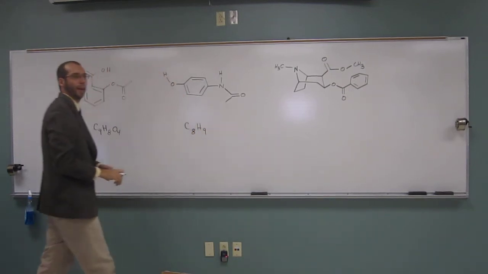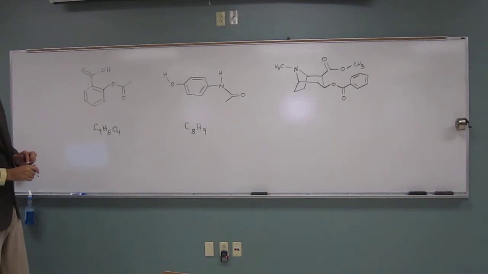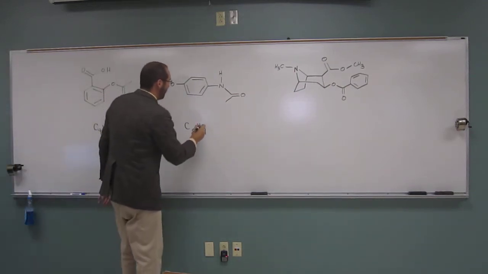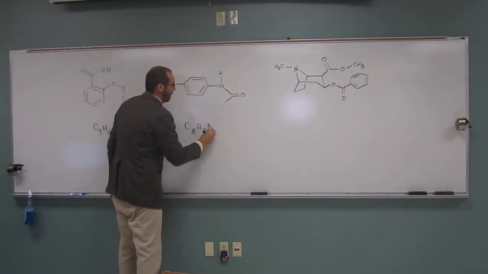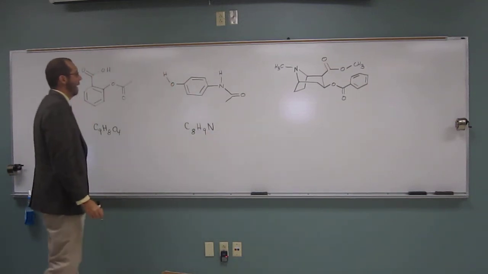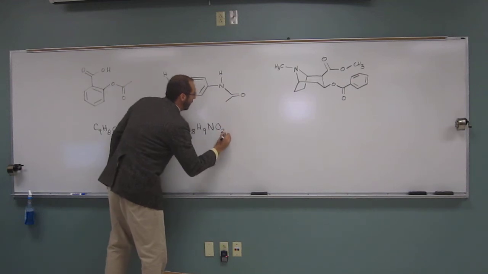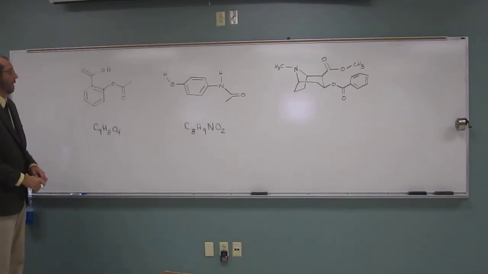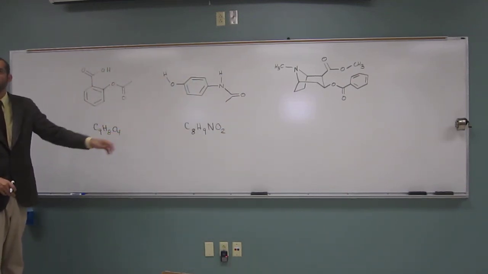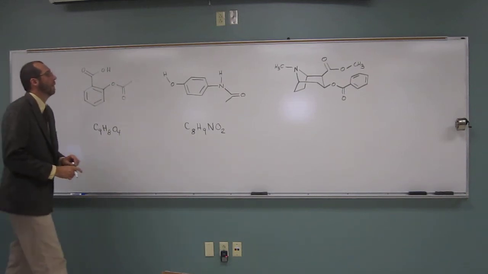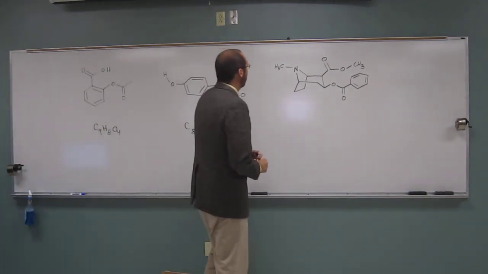Is that all of them? Yeah. And then what's next? What atom will we put next? Nitrogen, right? Because that comes before oxygen. And there's only one of them, so it's N. And then O, how many of those? Two. So any questions on the alphabetizing portion? Okay, wonderful.